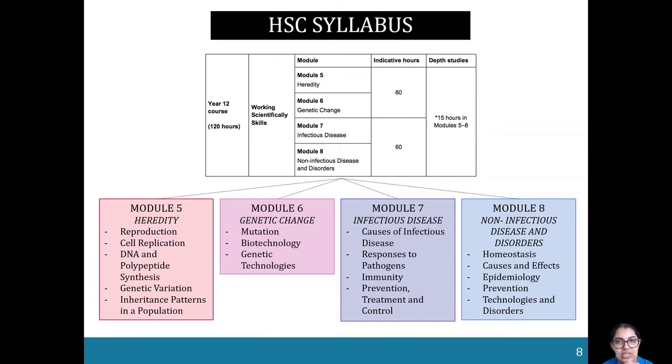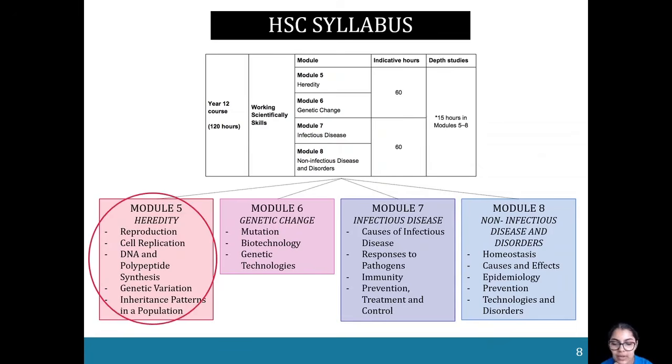So in the last lecture series, which was in October, we went through Module 5 and we looked at heredity. We covered the following aspects of the syllabus: reproduction, cell replication, DNA and polypeptide synthesis, genetic variation, and inheritance patterns in a population. In this lecture series, we are moving forward with Module 6, genetic change. So we are going to look at mutations, biotechnology, and also genetic technologies.